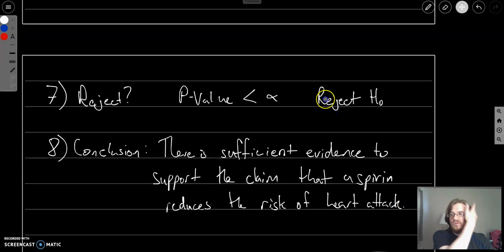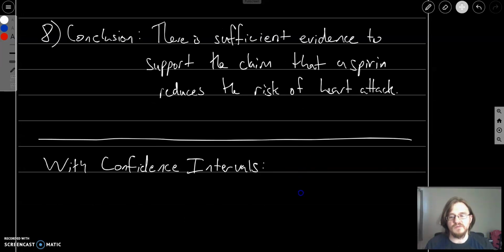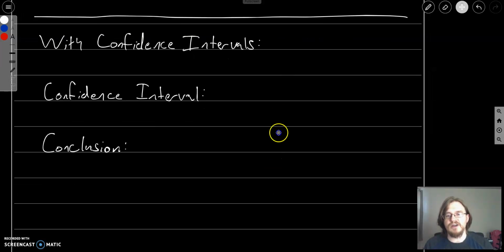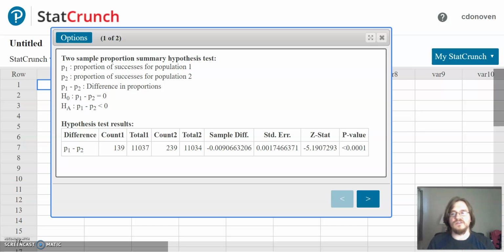Now, we've already seen that, okay, so this is quite nice, and we're using p-values, which we'd used before, but we can also use confidence intervals to do the same thing. So with confidence intervals, again, there is a formula for all of this, but I'm simply going to use StatCrunch.